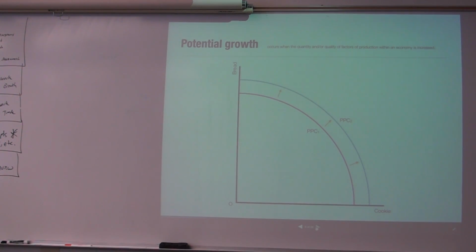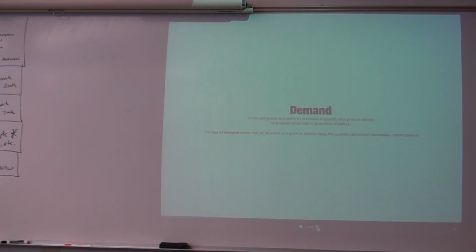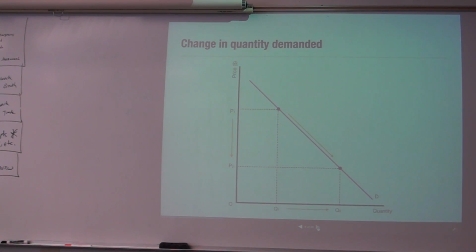You are operating efficiently if you're on the curve, inefficiently if you're inside the curve. You can't attain anything to the right of the curve. Demand curve downward sloping. Okay. We hold everything else constant except for price.